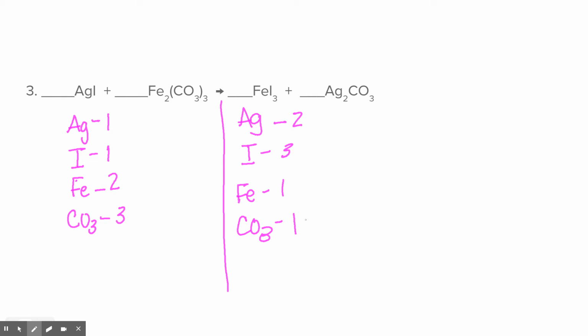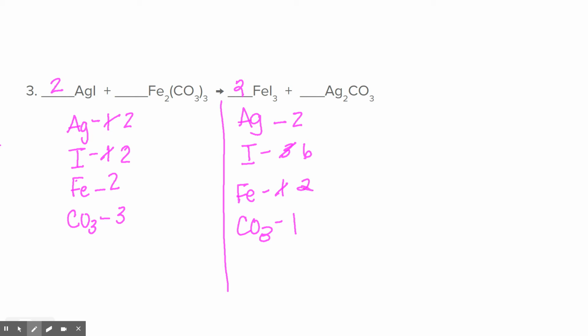First thing I notice is I have 2 silvers over there, so I'm going to write it 2. So that 2 up there makes my silver 2 and my iodide 2. Next thing I notice is that I have a 2 for iodide and a 3 for iodine on the product side. So their least common multiple, or the smallest thing they can both go into, is 6. So I multiply that by 2. That changes my iodide to 6, changes my iron to 2.